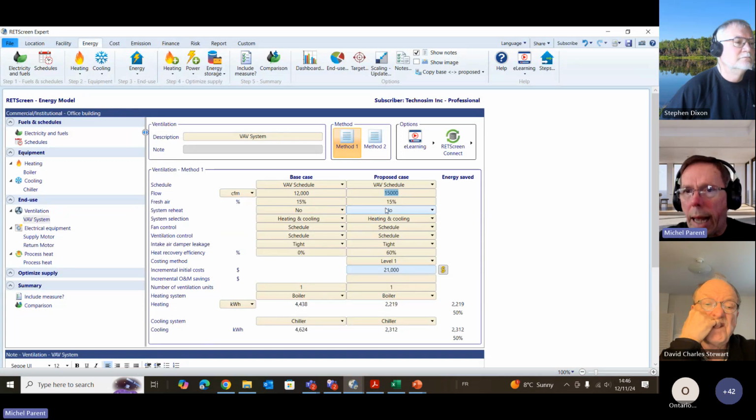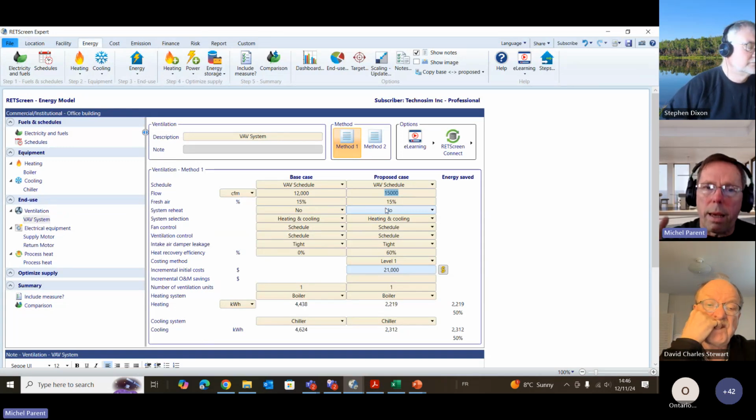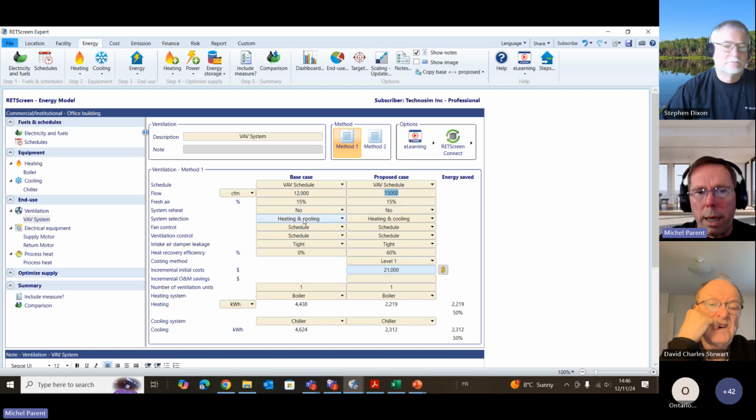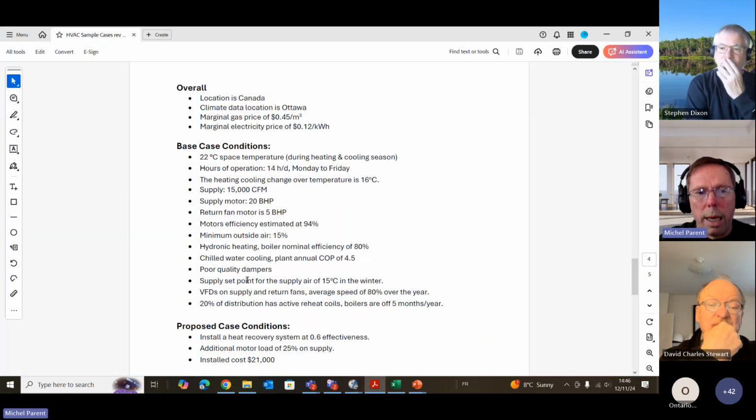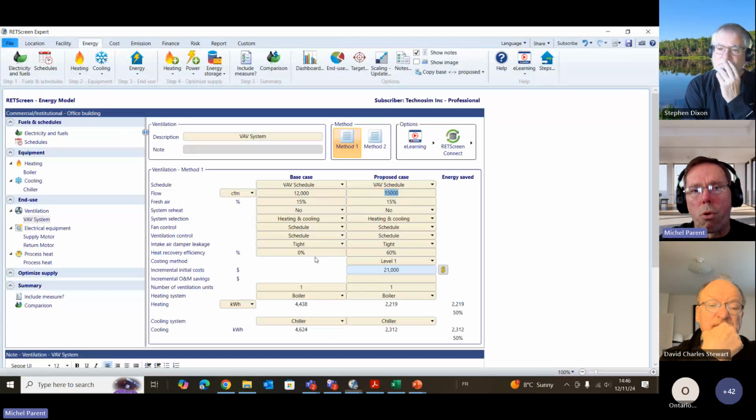Reheat. There can be reheat. There is often reheat in a VAV system. In this case, just as the previous case, because we want to keep our flexibility in our calculations for reheat, we're going to enter no. And obviously it's heating and cooling, and the system is scheduled. There is a difference, though. I just noted that it says that the dampers are poor quality. So I'm going to go there and put leaky.